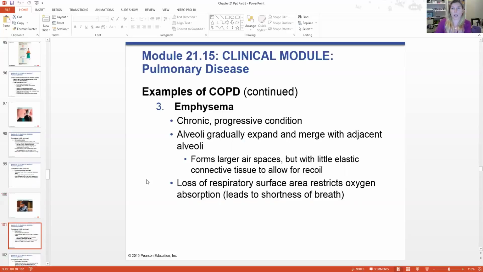Emphysema is a chronic and progressive condition. It gets worse over time. This is where the alveoli gradually expand and merge with other alveoli. So this forms a larger airspace, but it has less elastic recoil to it. So there's actually less respiratory surface for exchange. This is going to result in less oxygen absorption, which ultimately leads to shortness of breath in people with emphysema.